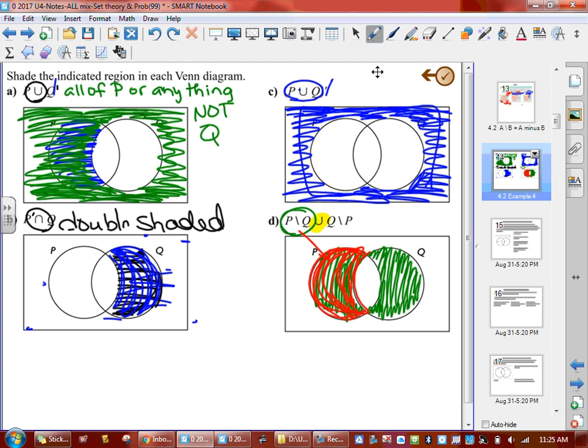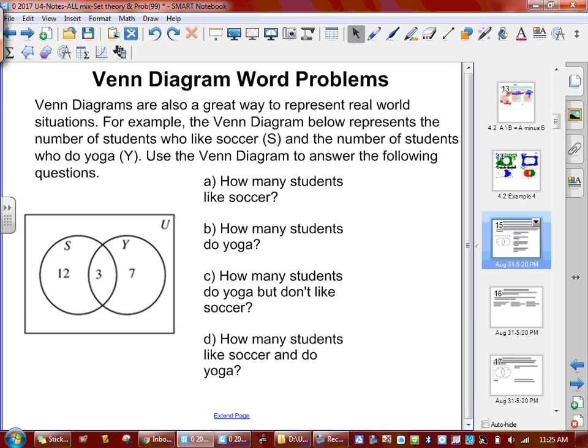Okay, let's go to another example. Now we're going to actually put numbers inside the circles and figure out how we can identify different regions. Venn diagrams are a great way to represent real-world problems. So, for example, we've got the number of students who like soccer and the number of students who do yoga. So, how many students actually like soccer? What would you say?